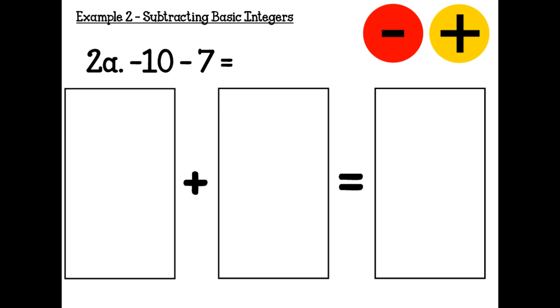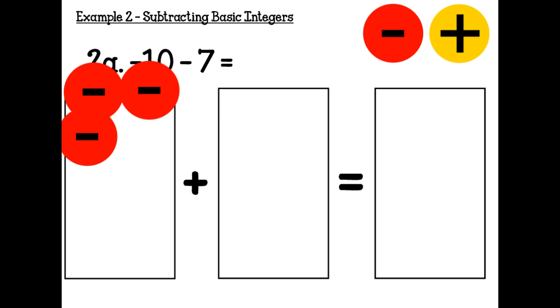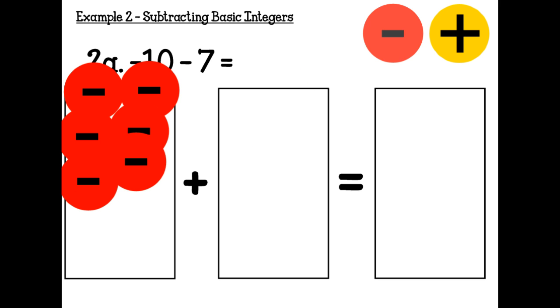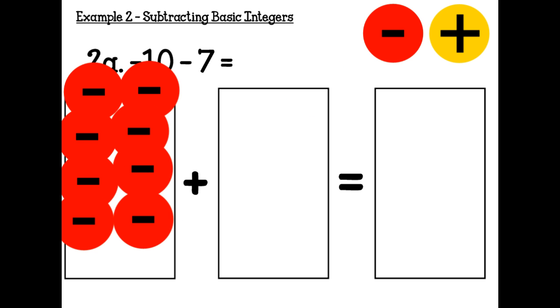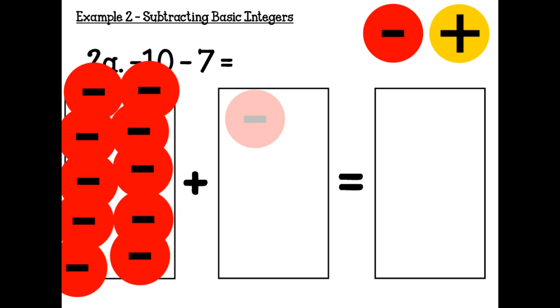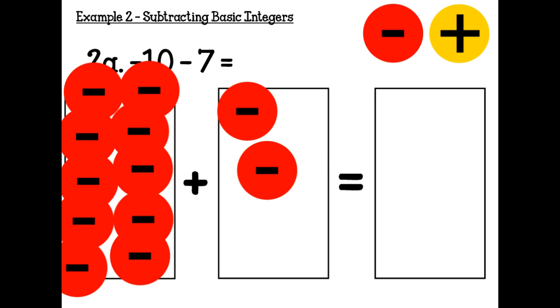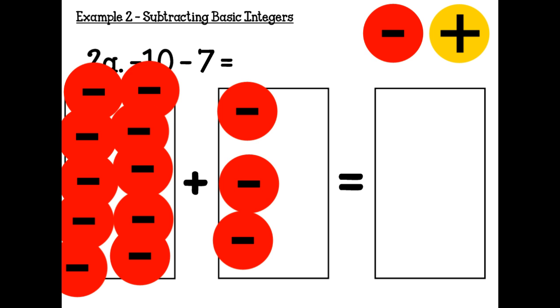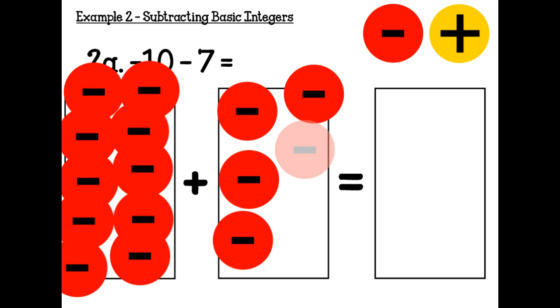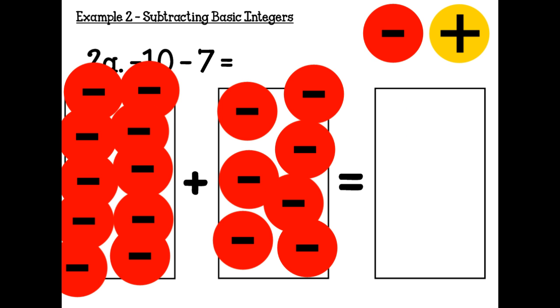So I have negative 10 counters over here. And then I have negative 7 over here. Now, do any of these cancel out? They do not. So we look at how many counters we have left total, and that is negative 17 counters. So that is our answer, negative 17.